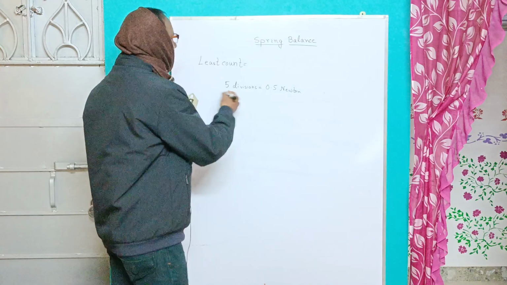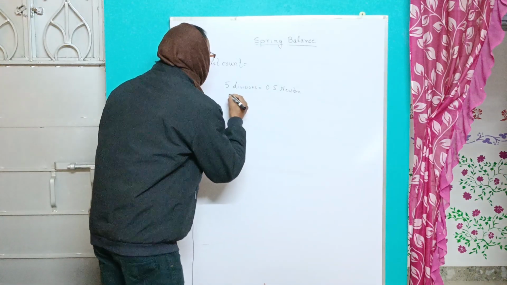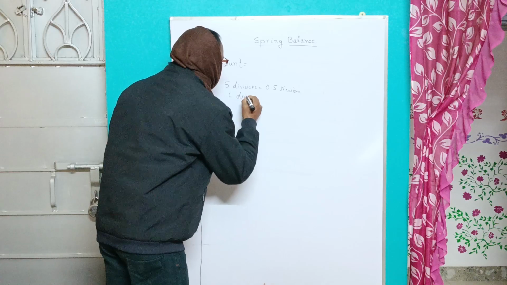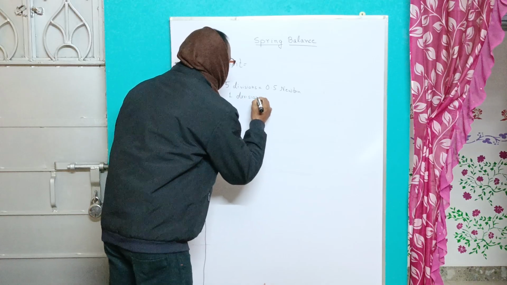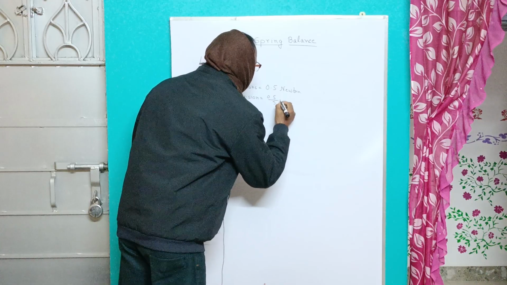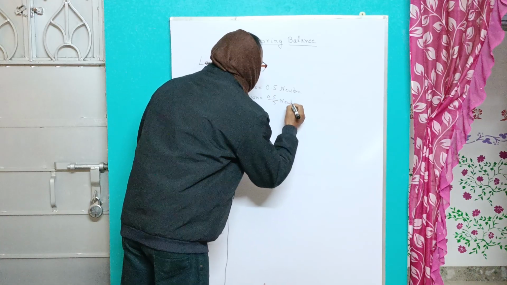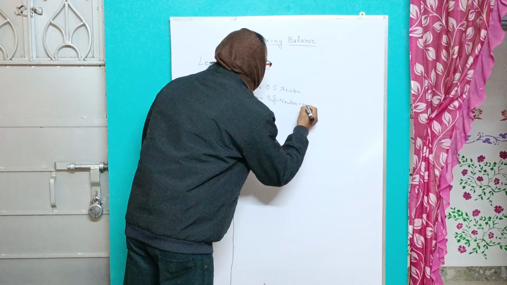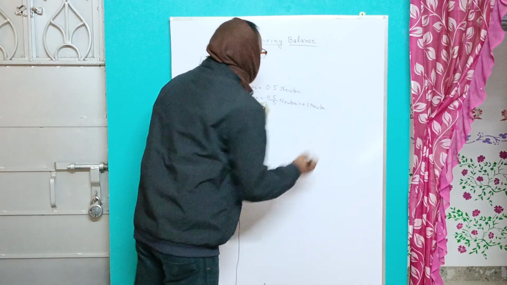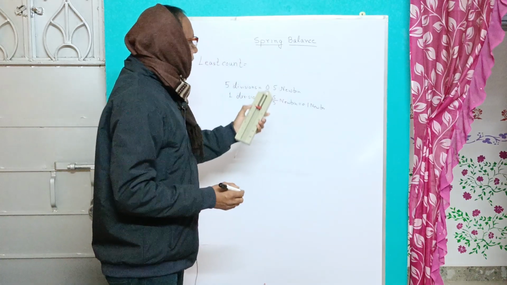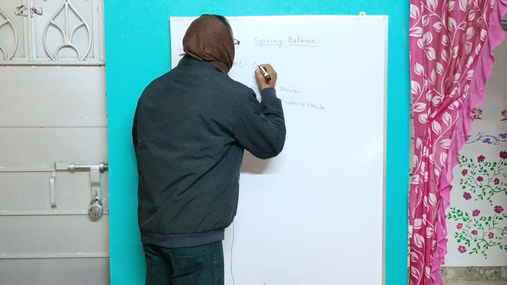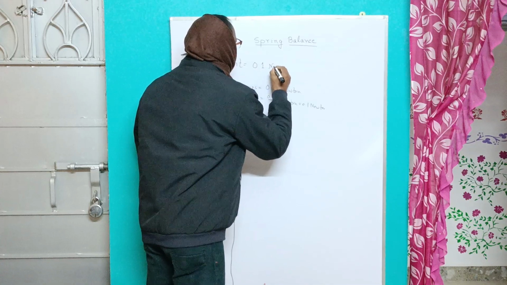Now you see, 5 divisions is equal to 0.5 Newton, therefore 1 division is equal to 0.5 by 5 Newton, and we are getting 0.1 Newton, right? That means one division is equal to 0.1 Newton, and that is the least count. The least count is 0.1 Newton in this spring balance.